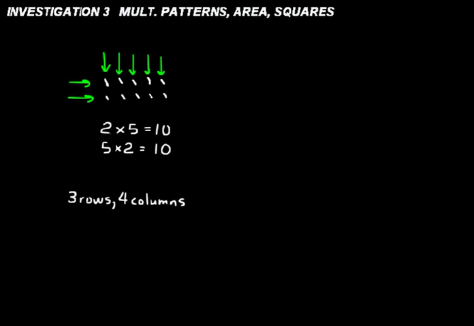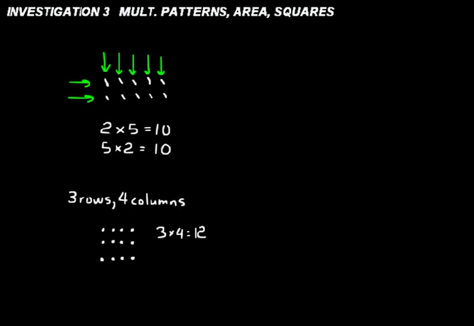Why don't you draw an array that has 3 rows and 4 columns? Well, that's what it would look like. And you could also do multiplication there. 3 rows and 4 columns. 3 times 4, that equals 12. You should be able to count those dots up, and that equals 12.